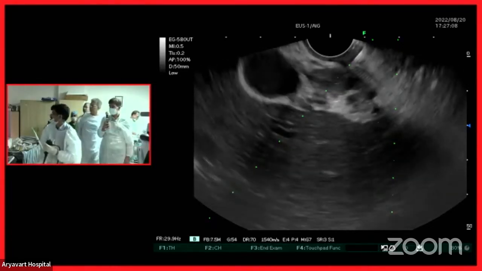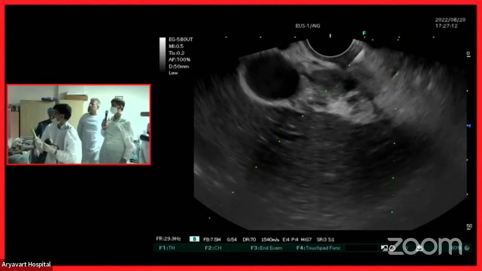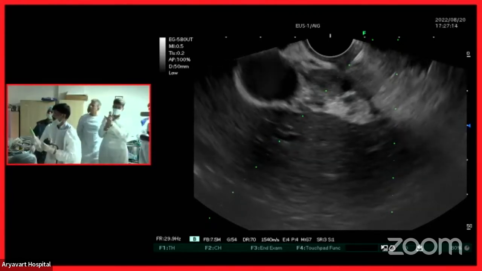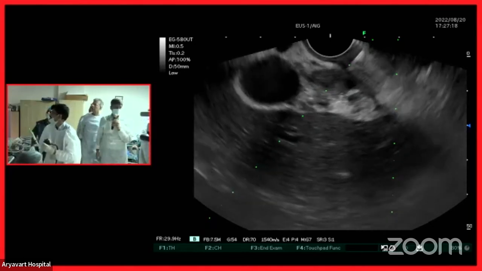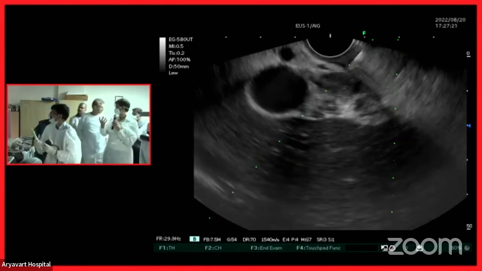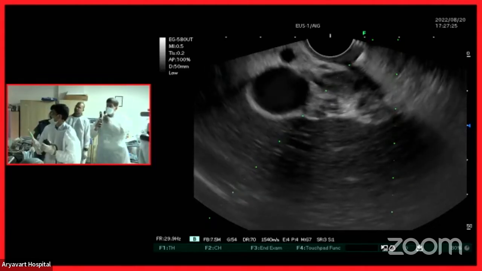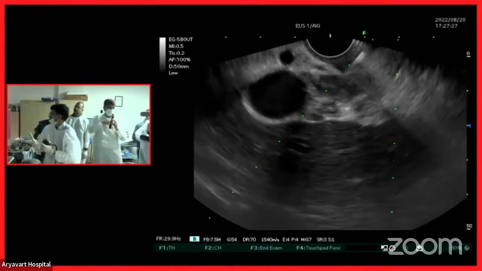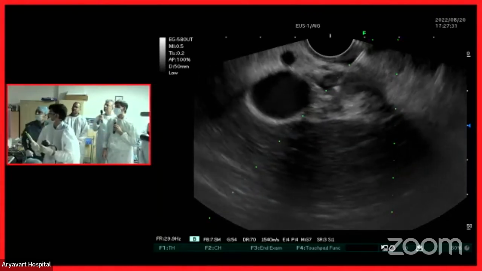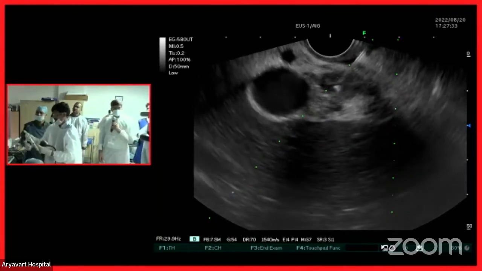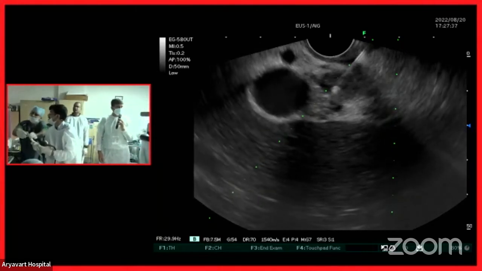Just hold the scope for me, please. He's using a 22, but the guides are for the trajectory of a 25G. For 22, it will be smaller. For 19G, the movement will be restricted. The scope doesn't know which needle you are using, so obviously the guides remain the same. Okay, we are in.